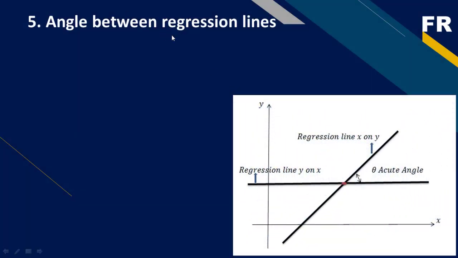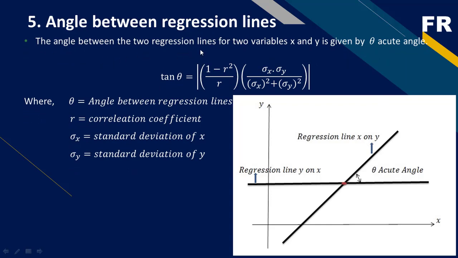Now we'll calculate the angle between the regression lines. Here are two lines, regression line y on x and regression line x on y. Both are straight lines, and the angle between these lines, theta, is called an acute angle. So the angle between these two regression lines for two variables x and y is given by theta, which is given by tan theta is equal to mod in bracket 1 minus r square divided by r, another bracket standard deviation of x multiplied by standard deviation of y divided by variance of x plus variance of y, where r is the correlation coefficient, and sigma x and sigma y are the standard deviations of x and y.